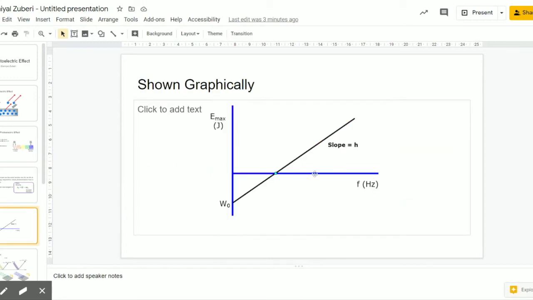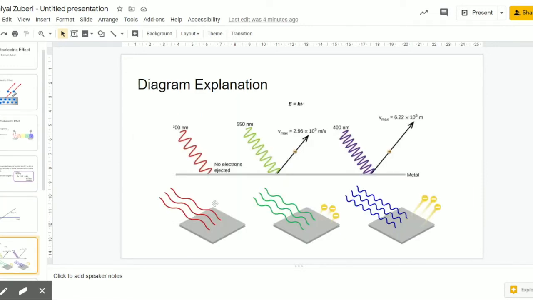So this is shown graphically, where the x-intercept is f0, the y-intercept is W, and the gradient is Planck's constant h. This diagram here shows the photons striking the metal surface and ejecting the electrons. The radiation has to have enough energy to remove the electrons from the surface, W. If the radiation does not have enough energy, then the electrons will not be removed.